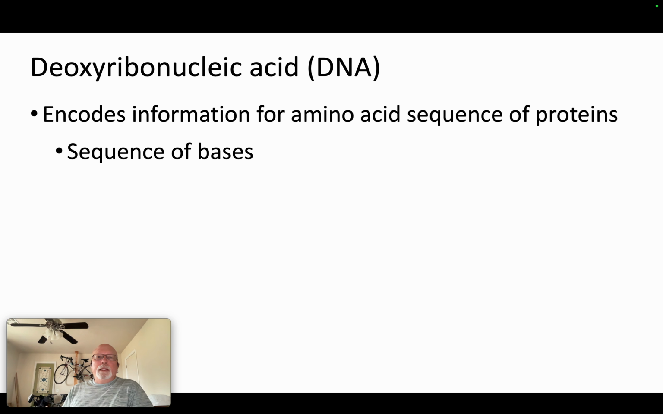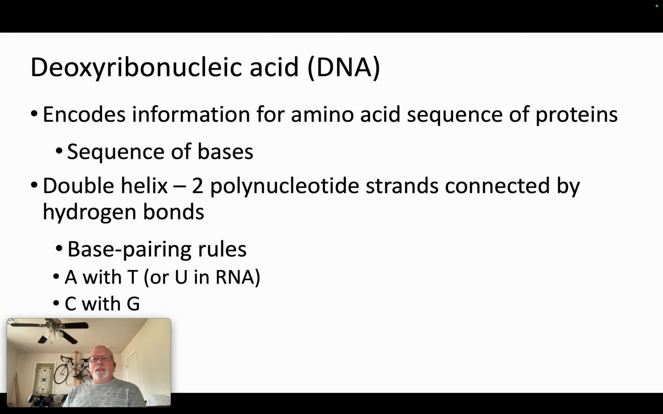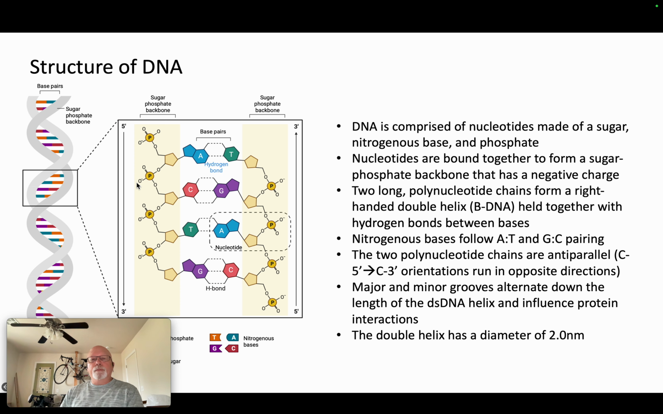So DNA encodes information for the structure of amino acid sequence, which are going to ultimately be proteins. The sequence of nitrogenous bases dictates what the sequence of amino acids will be. It's a double helix, which means that you have these 2 strands and they're always bound to one another using these base pairing rules, such that anytime you have an adenine on one strand, you're going to have a thymine on the other. Anytime you have a cytosine on one strand, you're going to have a guanine on the other.